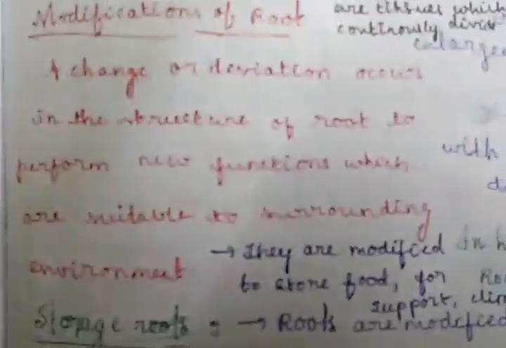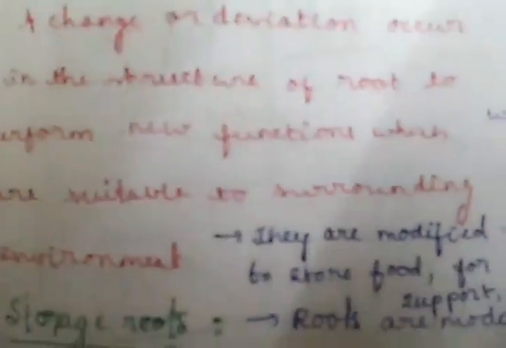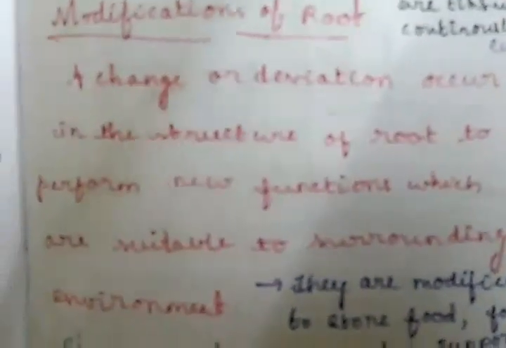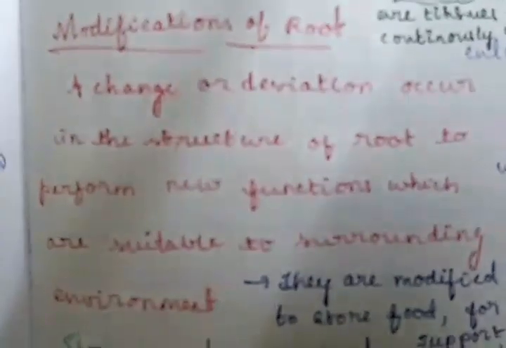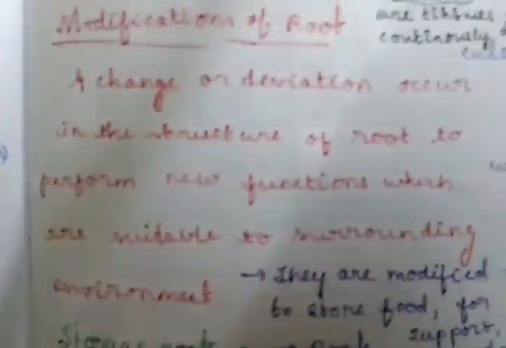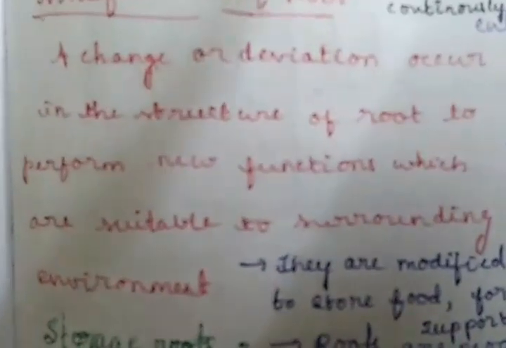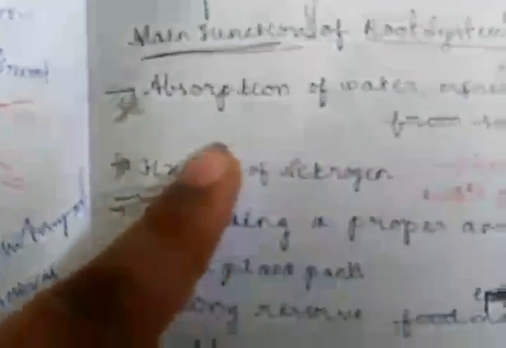A change or deviation occurring in the structure of root to perform new functions which are suitable to the surrounding environment is called modification of root. It means the change occurred in the structure of root to perform new functions other than the normal functions of the root system. Don't memorize this definition by heart. This is not correct. I will say it in a perfect manner.